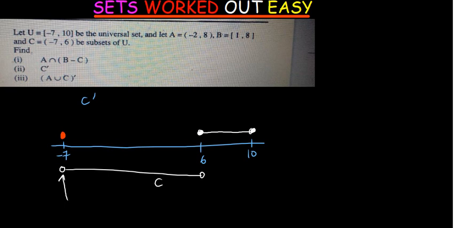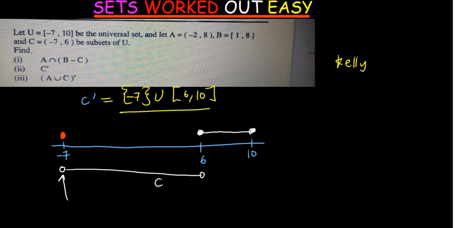Therefore, the answer for C complement is, we have first negative 7. Negative 7 is an element, it's not a range, so we're going to use curly brackets. And then union, this is also C complement, but this one is a range, so we are going to use interval brackets, that is from 6 up to 10. So this is C complement.